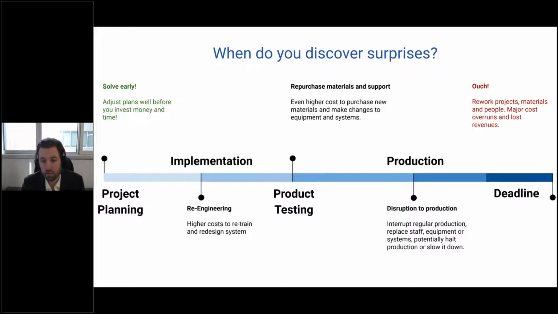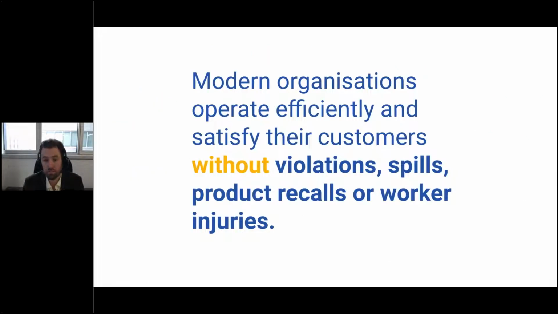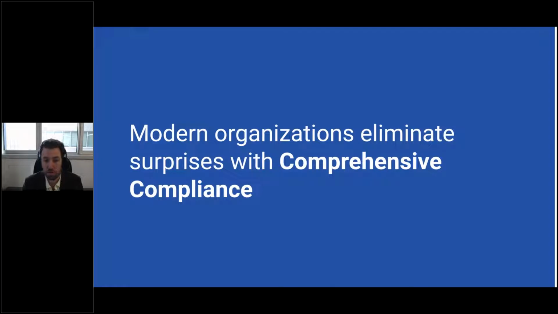And I think everybody will understand this. It's basic lean manufacturing. We want to discover these problems, surprises, and compliance issues as early as possible in the project phase. I have a couple of examples later on to talk about, but you don't want to be discovering the compliance problem just as you're about to deliver a new product or a project. And we think all modern companies should be able to do this. They should be able to operate efficiently and satisfy their customers without violations, spills, product recalls, or worker injuries. And we do this with an approach called comprehensive compliance.